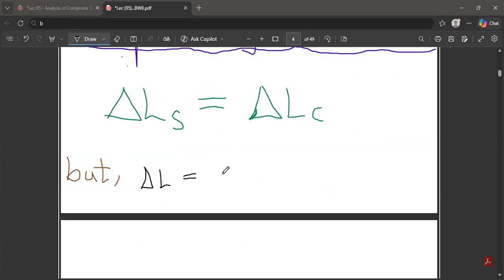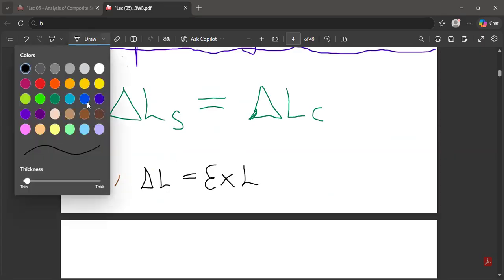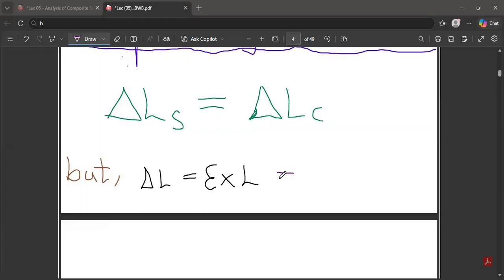Let's say stress over elasticity. But the change in length itself equals the stress over elasticity times what? L. And someone is asking why. That is because this is from the idea that change in length is equal to strain times length. And if you continue to simplify, you are going to get what I'm going to write over here. So finally, your relation is going to become this.